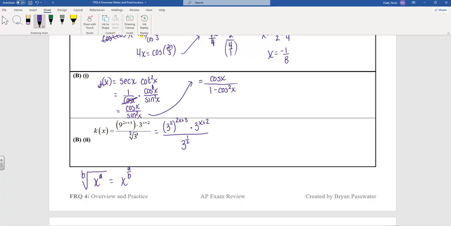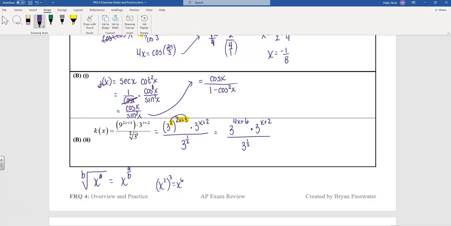Okay, what do I have to do when I'm raising a power up to another power? We multiply, right? Just like if I had x squared to the third, that would be x to the sixth, right? We multiply those powers. So right here, I've got to sort of distribute. So I've got 3 to the 4x plus 6. I'm going to leave everything else alone for right now. Okay. Now I've got 3 to the 4x plus 6 times 3 to the x plus 2.